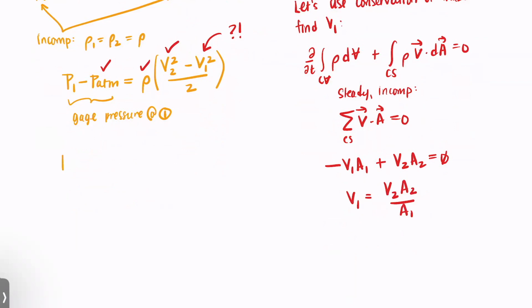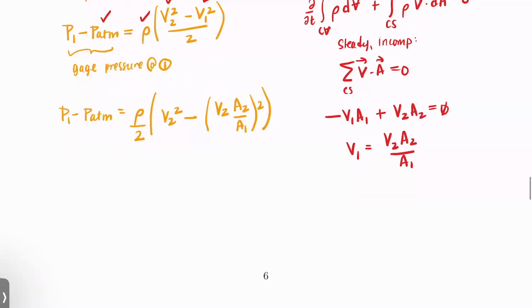All right, so I can just substitute this in here. I'm going to bring the half outside as well. So we have V2 squared minus V2 A2 over A1 squared, which is just rho over 2 V2 squared, 1 minus A2 over A1 squared.